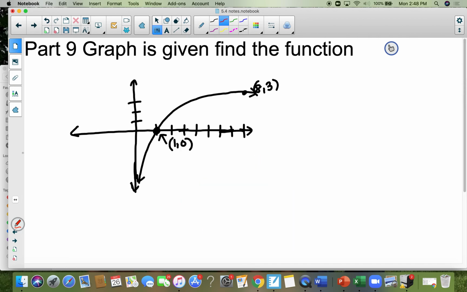Graph is given, you are supposed to find the function. So the log base a of x equals y. When I taught you logs, this was the equation that you were given to learn about logs, and we learned how to do the loop-de-loop, the a to the y equals x.